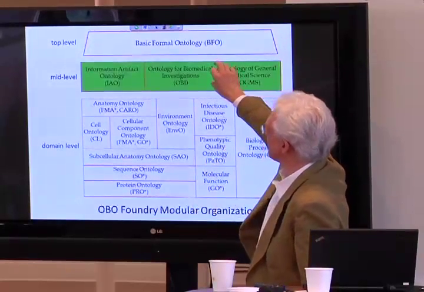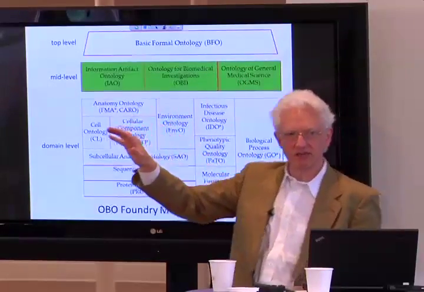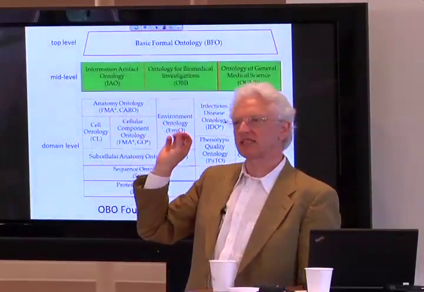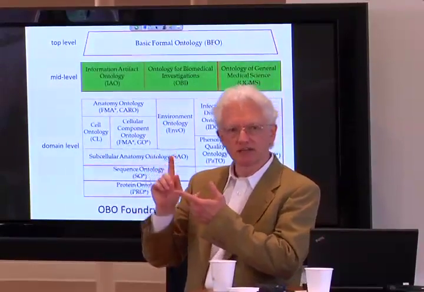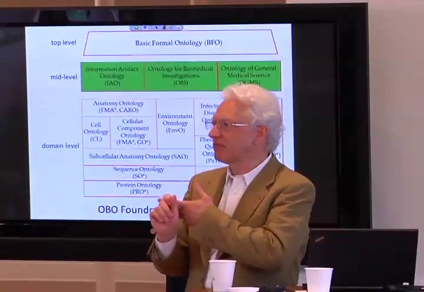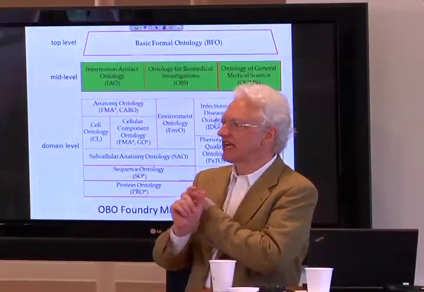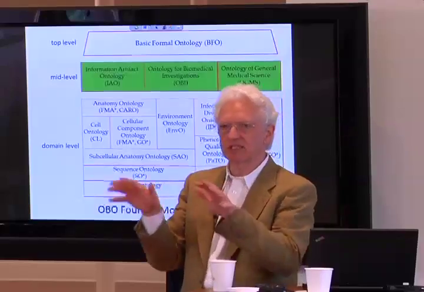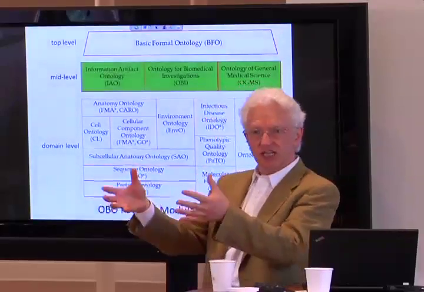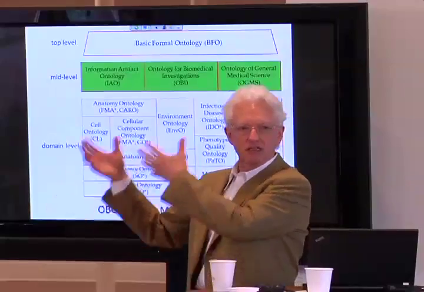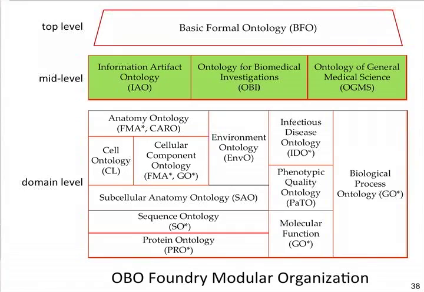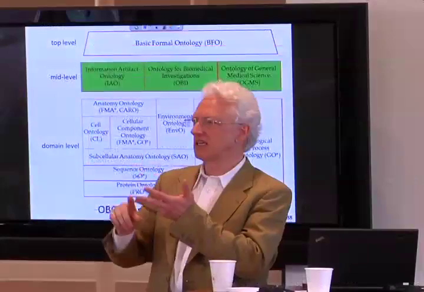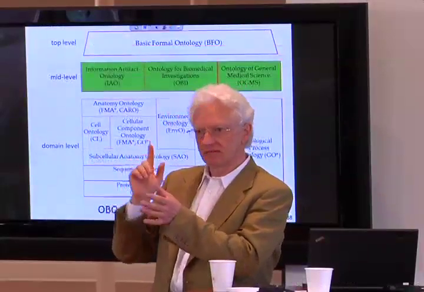We have the Ontology for Biomedical Investigations, which I think is going to be relevant for nearly everyone in this room, because this is an ontology of things like samples, protocols, equipment, DNA repositories, staining, statistics, everything which is involved in doing an investigation, including taking, storing, measuring samples. And then we have the Ontology of General Medical Science, which is a top-level, very small ontology of things like patient, disease, therapy, treatment, symptom, and so forth.